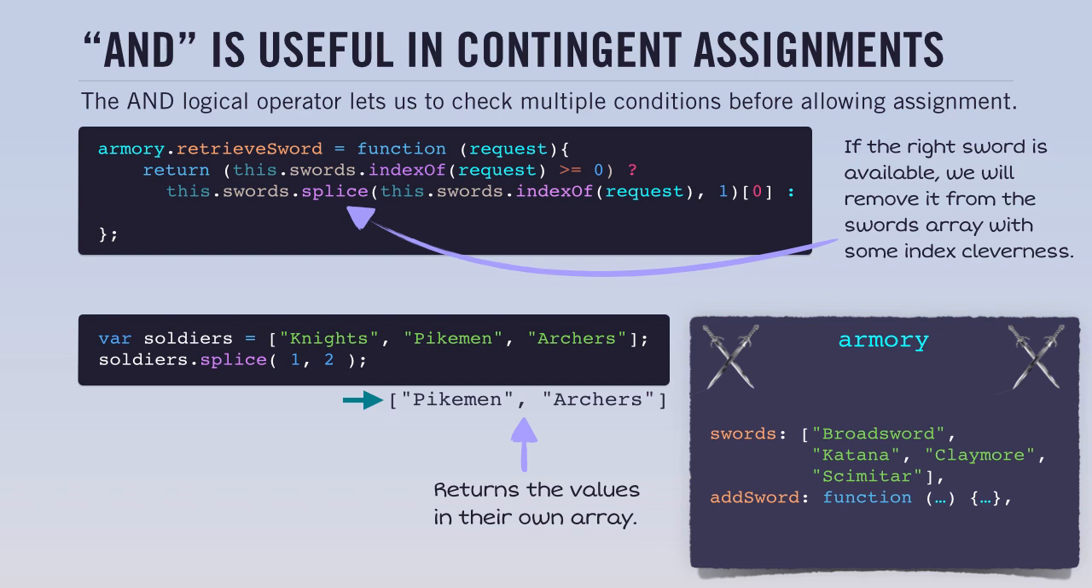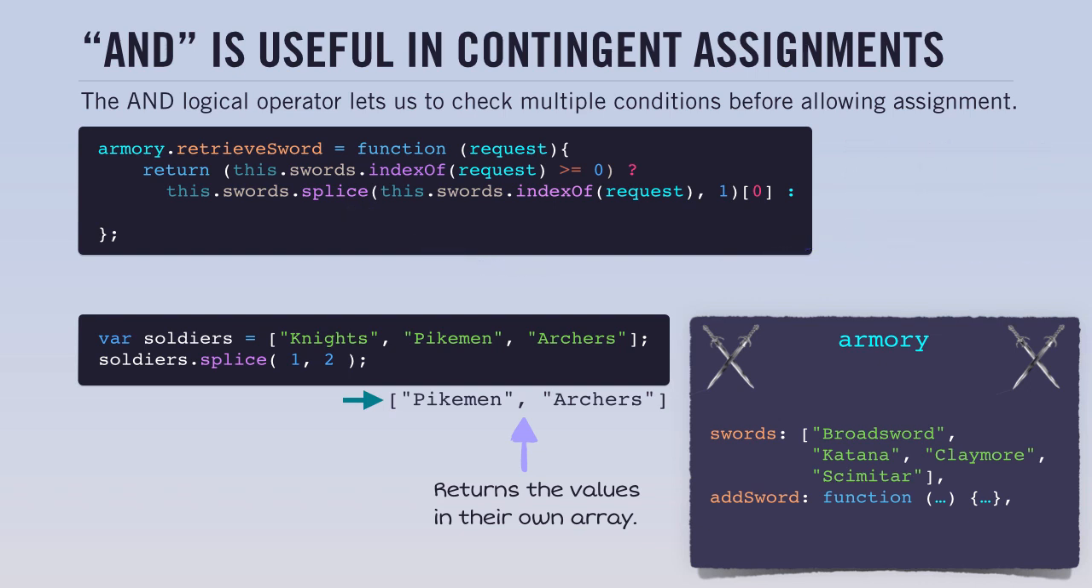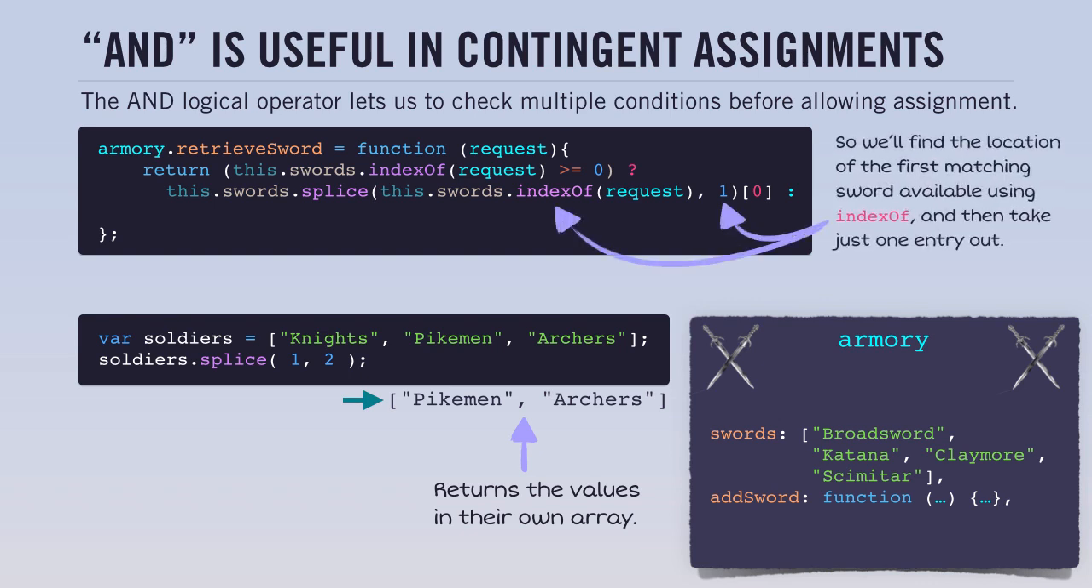So how can we use this cool splice method to help us remove gently our sword from the swords array? Well, you can see inside the splice method that we pass in the index of our requested sword using the indexOf method. Following that, you see that 1 right there? That's saying go to the index where the sword is and just take out 1 sword. That's all we want is 1 sword.